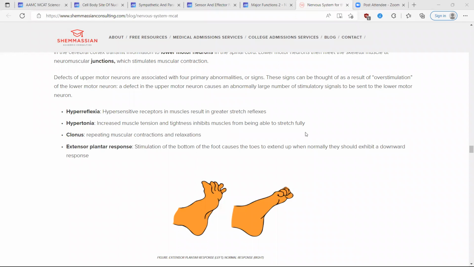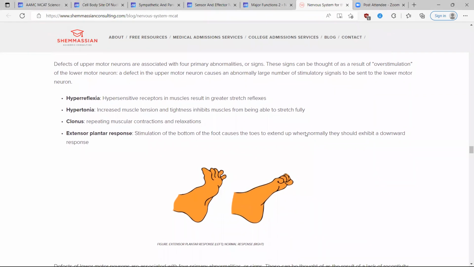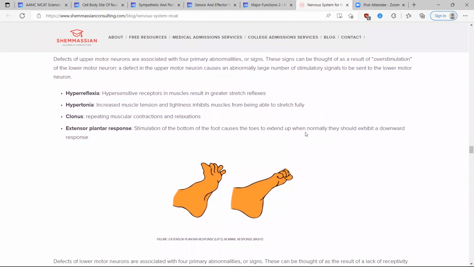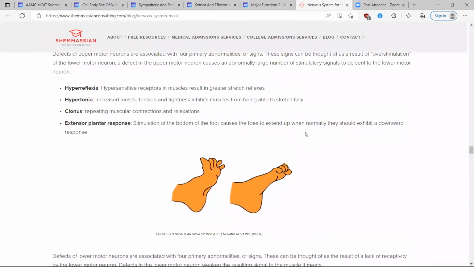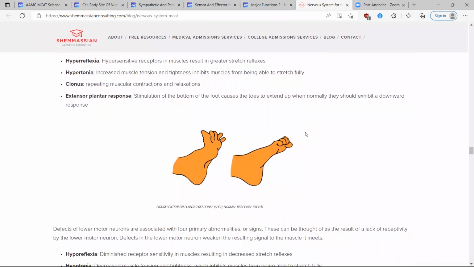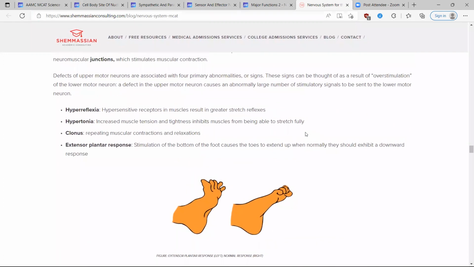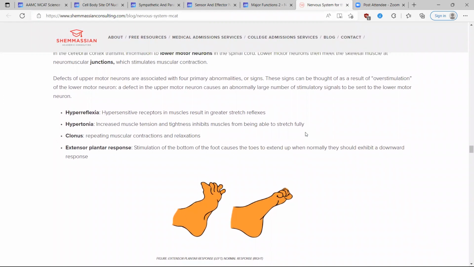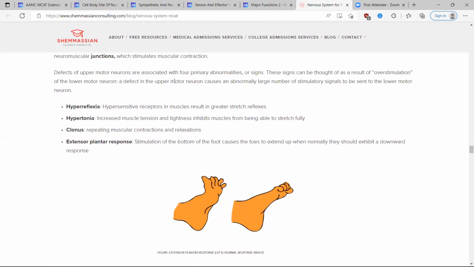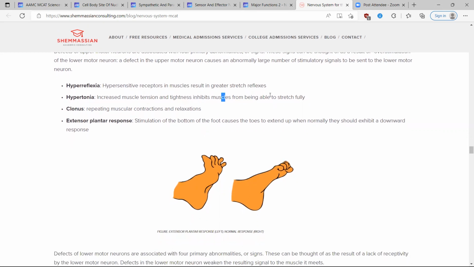Okay, and so this is basically just talking about different reflexes that we have, and you can have certain increased, like too much or too little reflex, right? So if you have hypersensitive receptors in your muscles and you have greater stretch, right, or are unable to stretch fully from hypertonia, clonus is that we talked about how those signals are coming too much. If the signals are coming too much, then you're having repeated contractions, right?